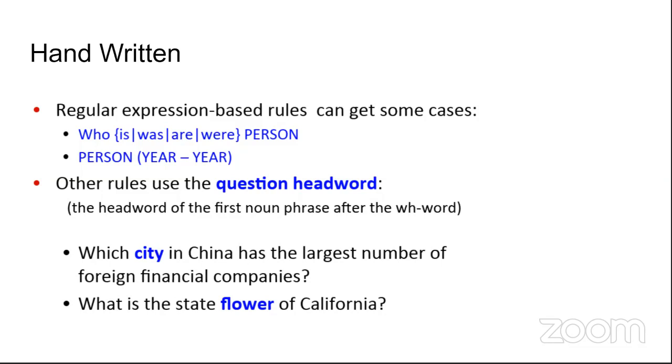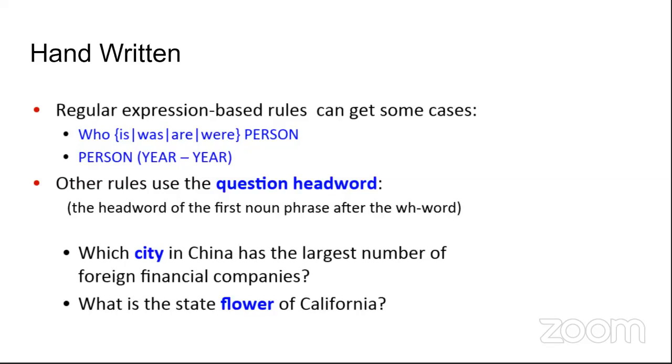Similarly, for question answering, there have been methods which used regular expressions based rules and which can get you some cases. For example, who, is, was, are, were: person. Basically, person is the kind of answer that you're looking for. When you say who, that means you are looking for a person. So if you parse a question based on regular expressions and look for words like who or what or where, then you will probably be able to detect your answer type using handwritten rules or handwritten regular expressions.